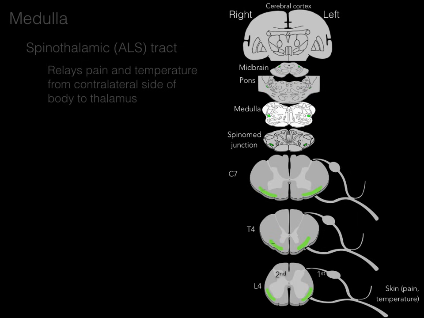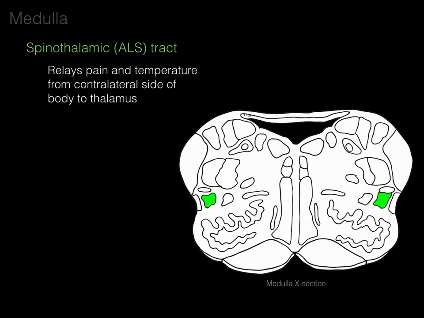Okay, and so if we now take that section and place it in the schematic, and then we take a pin and prick skin in the left side of the L4 dermatome, we're going to see that information comes around and ascends, and then right there again is pain and temperature coming from the contralateral side of the body, ascending, going to the thalamus, and then watch, it goes through that part of the pons and midbrain, thalamus, up to the cerebral cortex. Okay, so there we have the spinothalamic tract in the medulla.